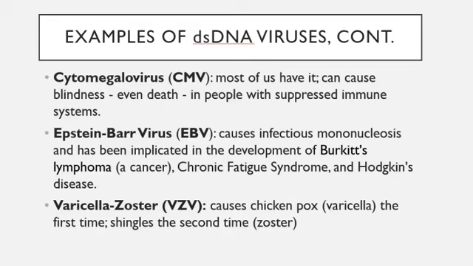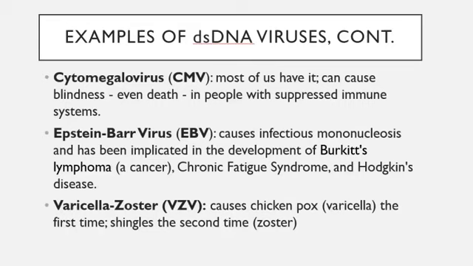Other examples of double-stranded DNA viruses include cytomegalovirus, or CMV. Most of us have it, and it can cause blindness, even death, in people with suppressed immune systems. Next is the Epstein-Barr virus, or EBV. It causes infectious mononucleosis, or the kissing disease, or mono, and has been implicated in the development of Burkitt's lymphoma, which is a cancer. Also, it's been implicated in chronic fatigue syndrome and Hodgkin's disease.